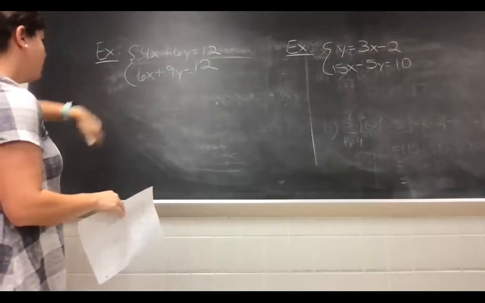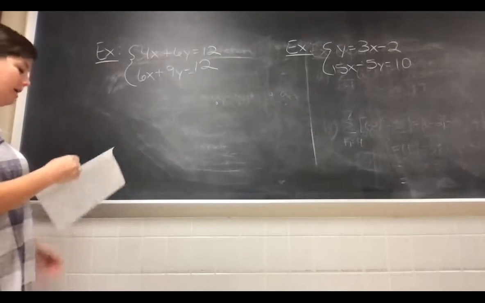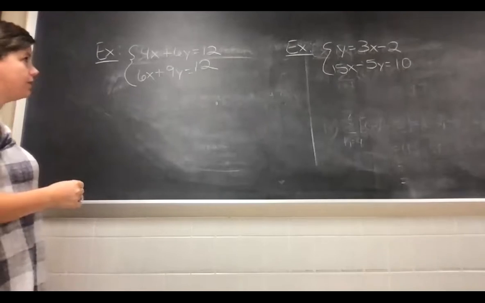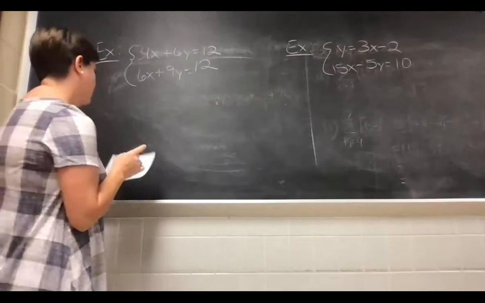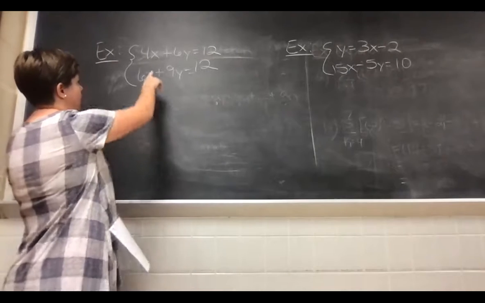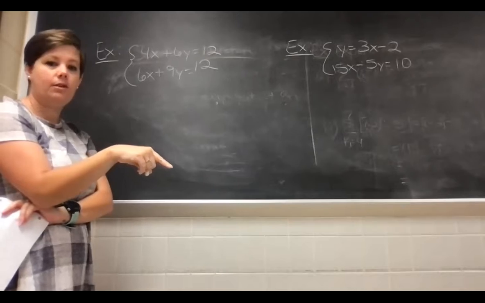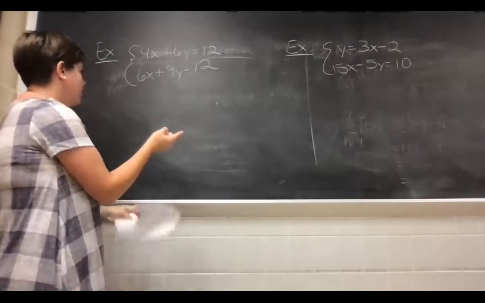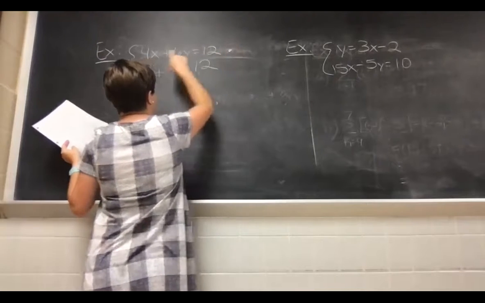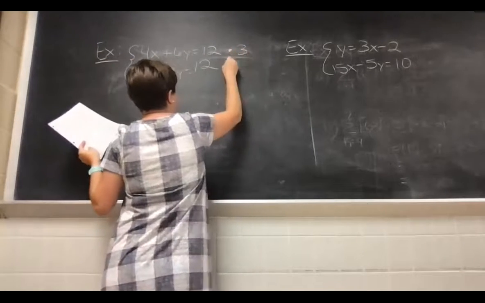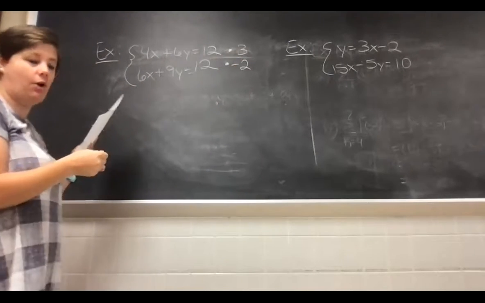This first system, I have 4x plus 6y equals 12 and 6x plus 9y equals 12. So for this one, I'm going to do the addition method, and I'm going to try and get rid of my x's. So I have 4 and 6. What do 4 and 6 both go into? Well, they both go into 12, right? So I'm going to make one of them positive and one of them negative. So to get a 12 on top, I have to multiply by 3. And to get a 12 on bottom, I'm going to multiply by a -2. That way, when I add them together, they go away.